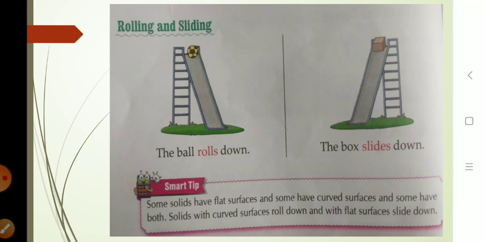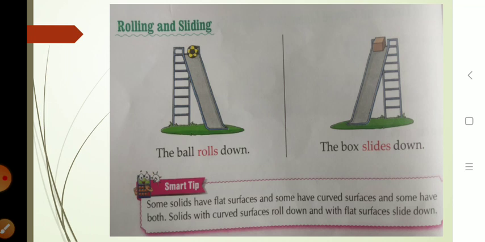When you put a solid having a curved surface on a slider, what will happen? It will roll down. And when you put a solid with flat surface on a slider, it will slide. Understand? Yes. Solids with curved surface will roll and with flat surface will slide. Understand? Okay. You can do the experiment with your different toys.